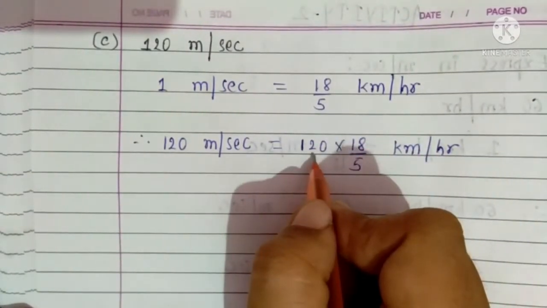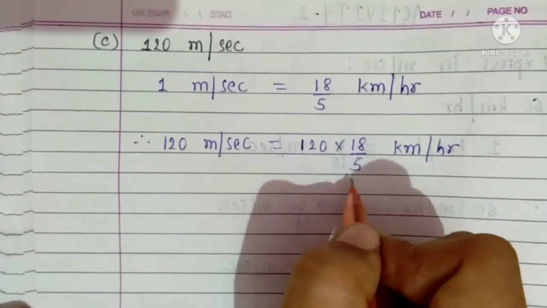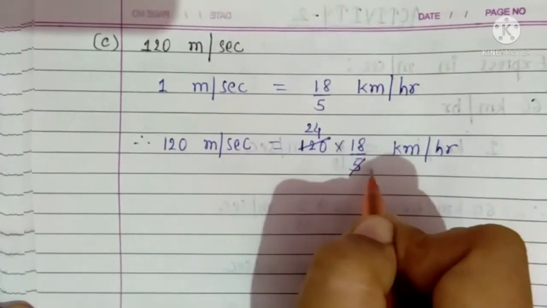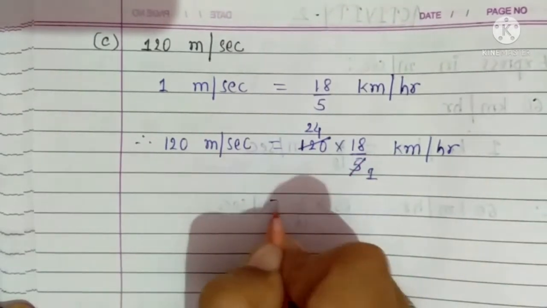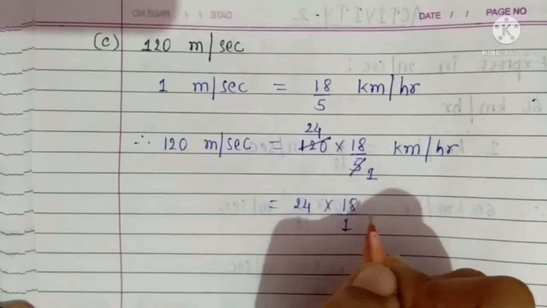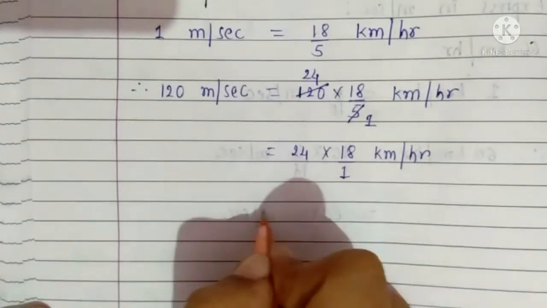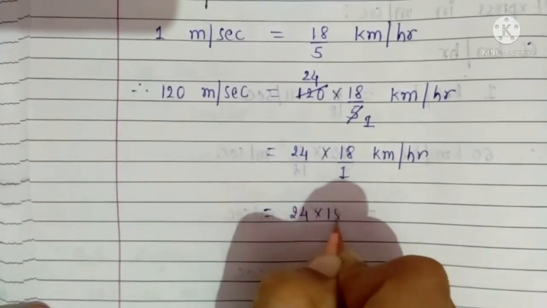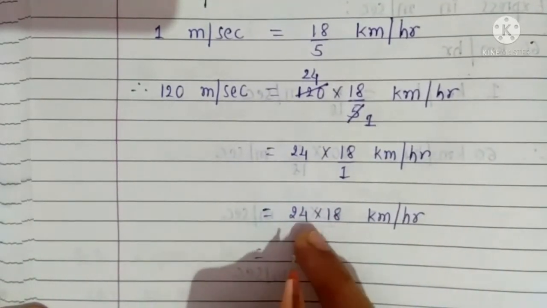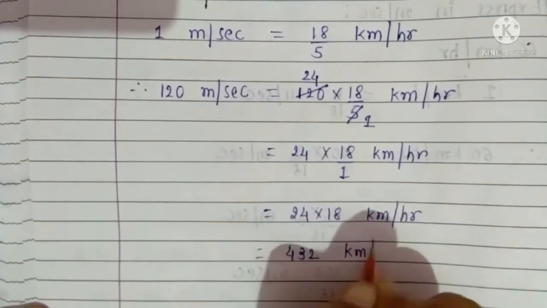तो हम यहाँ पे ऑब्जर्व कर सकते हैं कि 5 इज़ अ कॉमन फैक्टर ऑफ 120 एंड 5. तो दोनों को 5 से डिवाइड करेंगे. 120 को 5 से डिवाइड करेंगे तो क्वेश्चन मिलेगा 24 एंड 5 को 5 से डिवाइड करेंगे तो क्वेश्चन मिलेगा 1. सो 24 मल्टीप्लाई बाय 18 अपॉन 1 किलोमीटर पर आवर एंड दिस इज इक्वल टू 24 मल्टीप्लाई बाय 18 kilometer per hour and product of 24 and 18 is equal to 432 kilometer per hour.